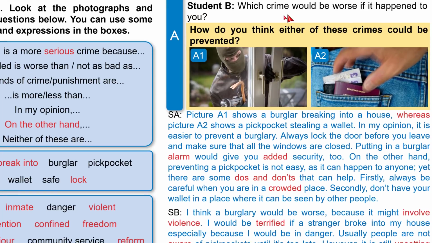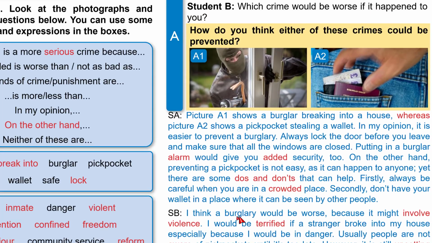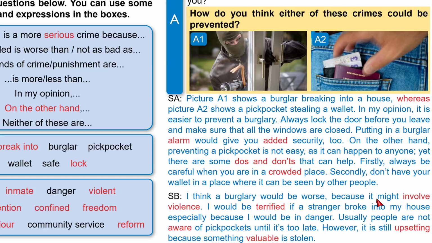Student B, which one is worse if it happened to you? I think a burglary would be worse because part of burglary is violence, aggression, using force. I would be terrified, very scared, if a stranger broke into my house, especially because I would be in danger. Usually people are not aware, they don't realize pickpockets until it's too late. However, it is still upsetting, annoying, because something valuable, worthy is stolen.